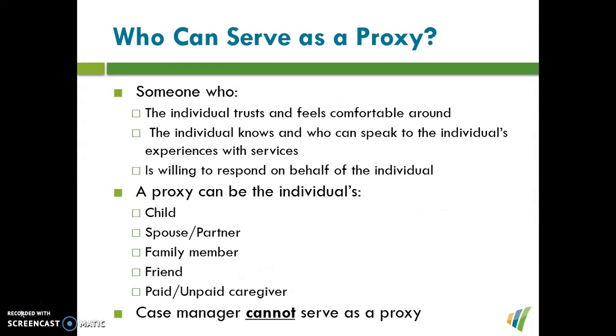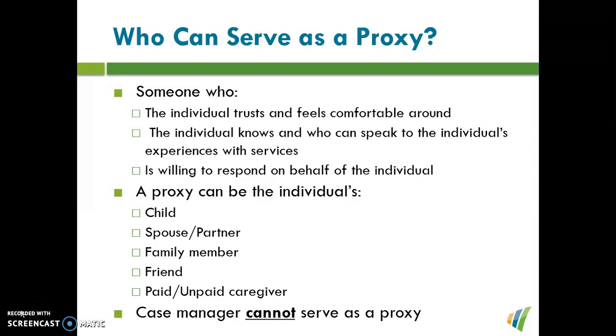So those who can serve as a proxy has to be somebody who knows the person really well. As you all know, and we've gone back over the survey, the questions that can be answered by a proxy are still questions that can only be answered by somebody who really knows the individual well, who knows their daily schedule and has a bit of history with the individual. Should, of course, be somebody who the person trusts and feels comfortable around. And who's really willing to respond on behalf of the individual, so not necessarily just giving their opinions and their thoughts about services and supports, but really is able to speak to the experience of the person receiving services.